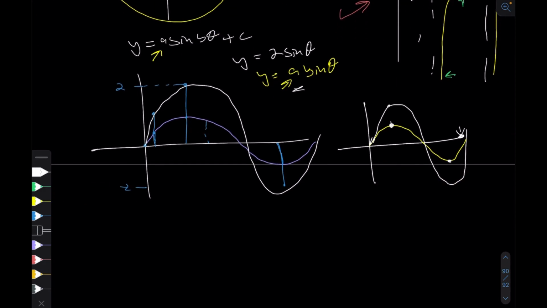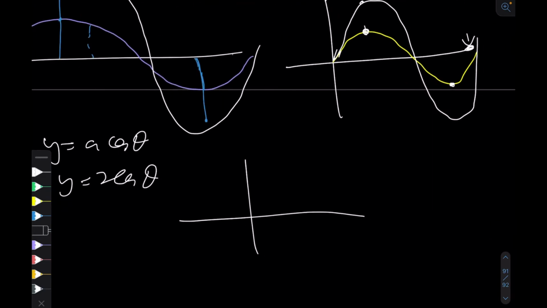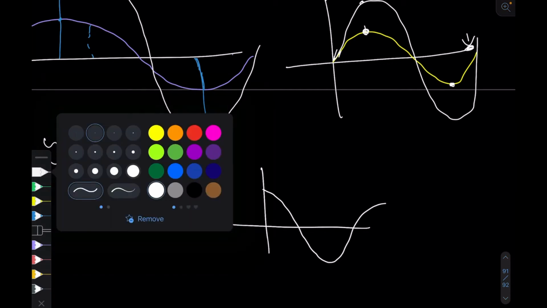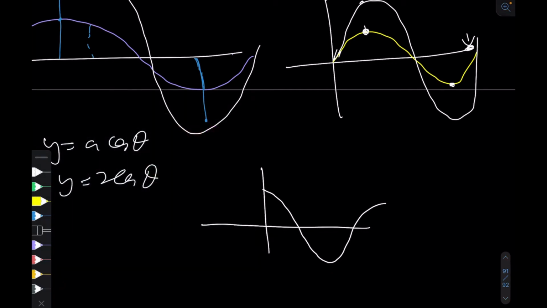And if I tell you the same about a cos theta, if I ask you what is 2 cos theta, then you'd apply the same principle. Okay, so let's say this is cos theta, right? Multiplying that by 2 would have the effect of exaggerating the values by a factor of 2. So this would be 2 cos theta, right?